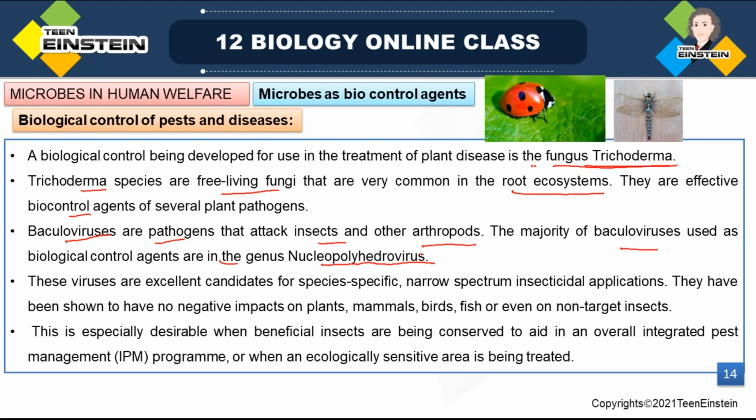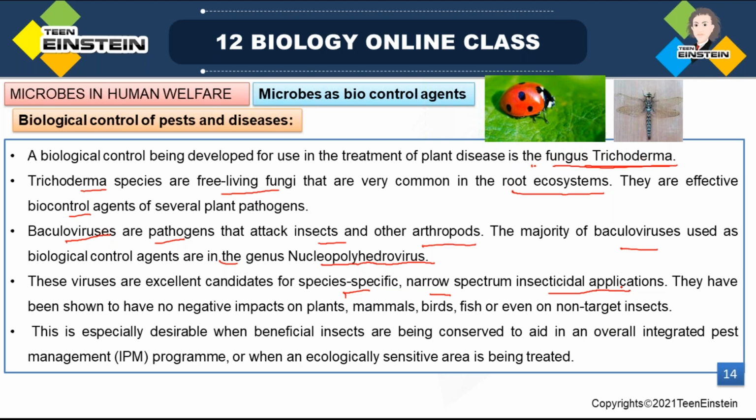These viruses are excellent candidates for species specific, narrow spectrum insecticidal applications. They won't create any negative impact on plants, mammals, fish, or insects that are not targeted. For such insects also, they won't create any issues.